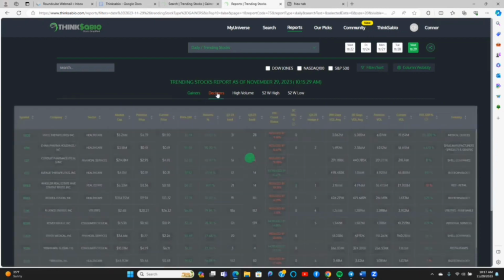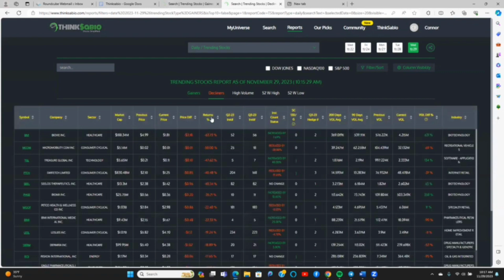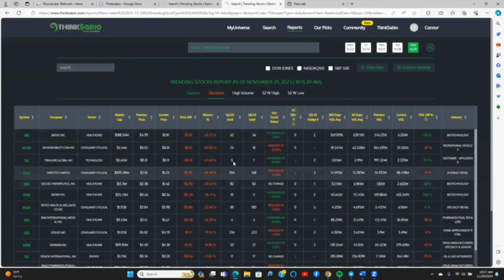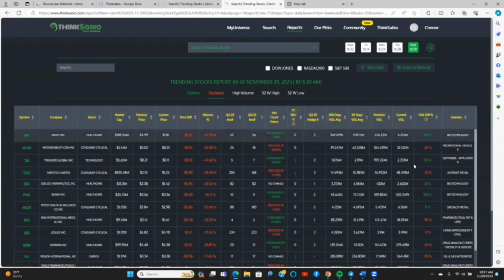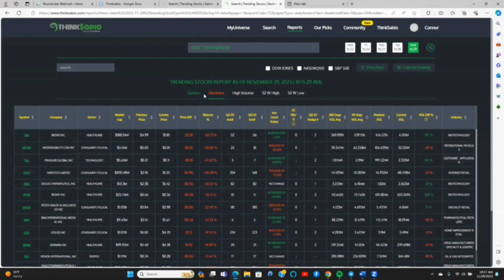Decliners shows the stocks, by contrast. Again, it takes a little bit to load, just because there's a lot of data here. But decliners shows the stocks that have had the biggest decrease in return. So you have the current price and the previous price, and then the return percentage. You see the difference in price as well as the return. There's lots of other useful information as well, such as which institutions are investing, the volume, and the difference in volume, but the most important thing for this page is going to be the return percentage. So basically, see which stocks are growing and which ones are declining. Gainers shows the biggest gainers, decliners shows the ones with the biggest decrease.